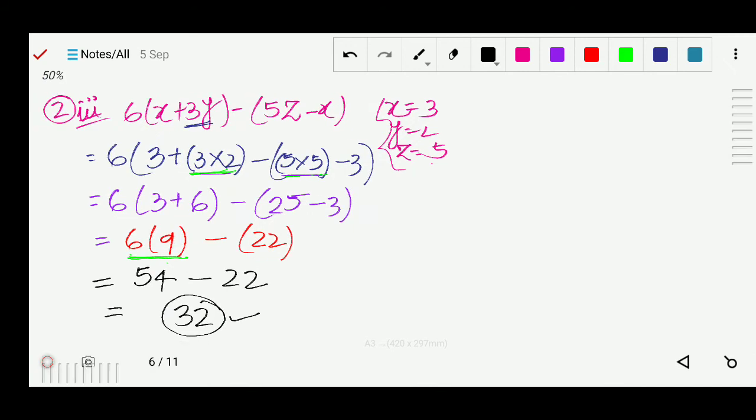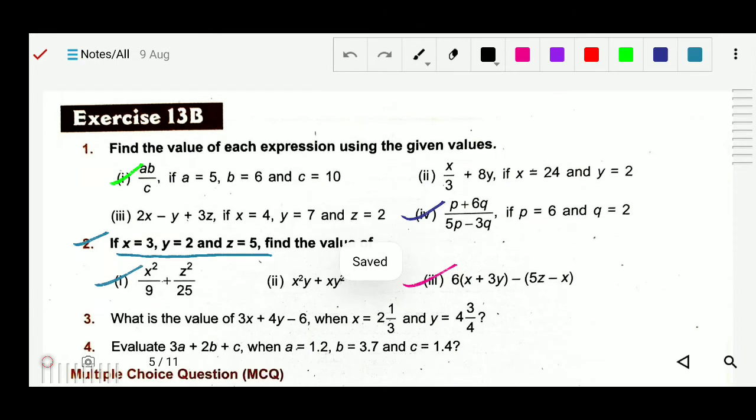So how have we done? We just put the value of x, y and z in the given expression and we have solved one by one. Okay. So the answer is 32. Now next we will solve question number 3. What is the value of 3x plus 4y minus 6 when the x value is given and the y value is given already? So let's solve this question.